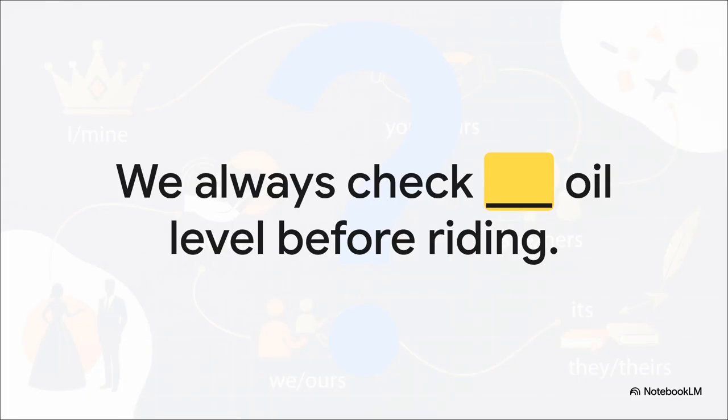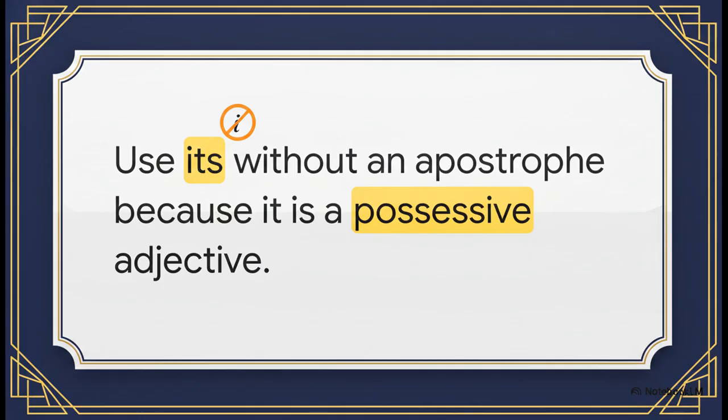Let's try another one. "We always check blank oil level before riding the quad." The quad is a machine, right? And notice what comes immediately after the blank space. The noun, oil level. What type of word holds hands tightly with the noun? The answer is "its." And crucially, it is "its" without an apostrophe, because it's a possessive adjective showing ownership for the quad. Excellent job if you managed to keep that tricky apostrophe trap in mind.